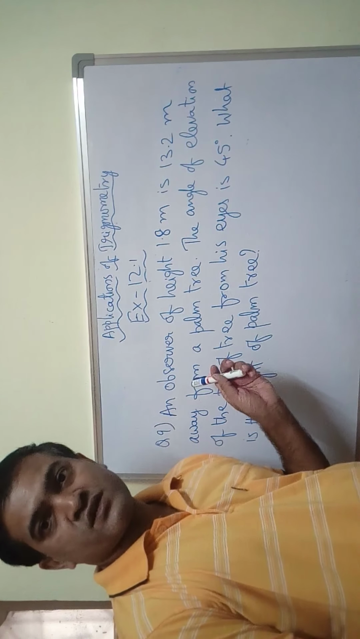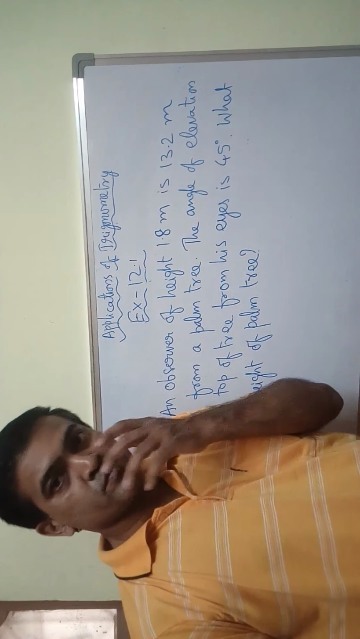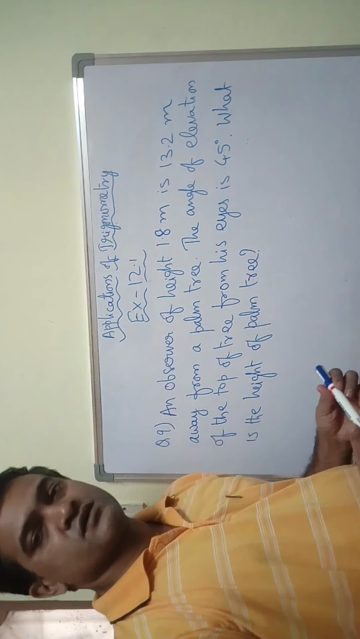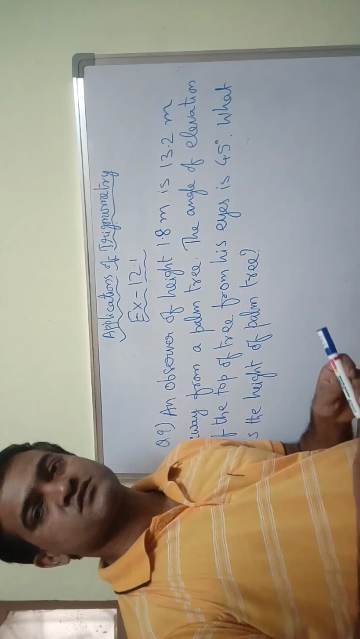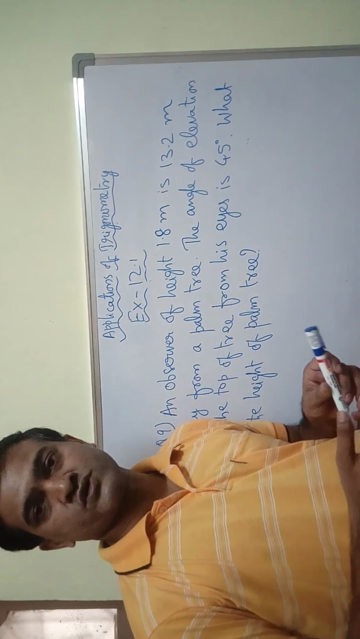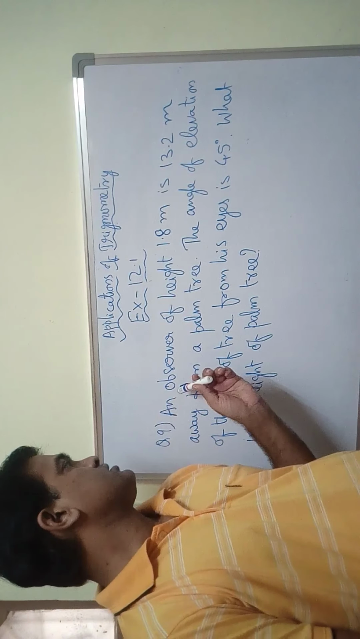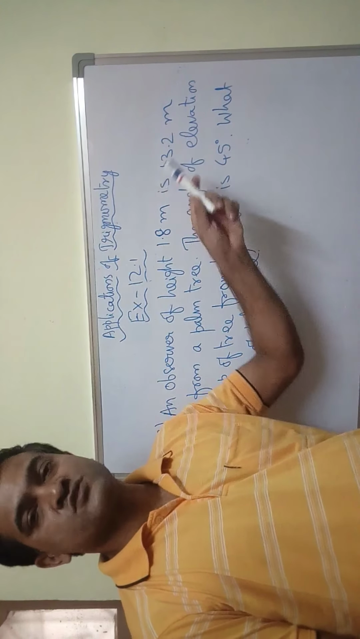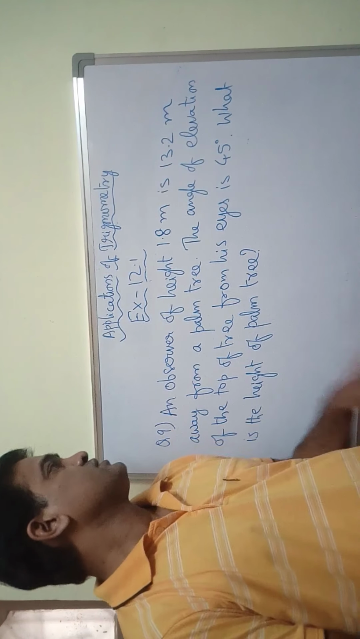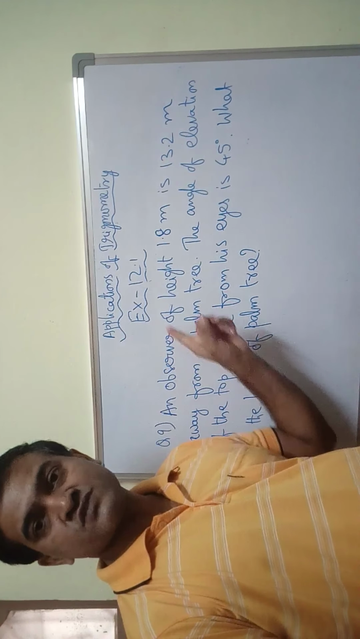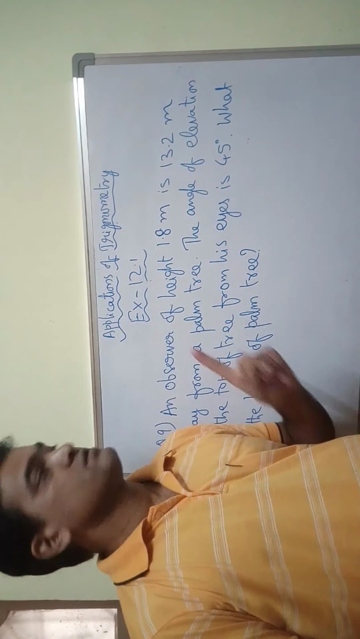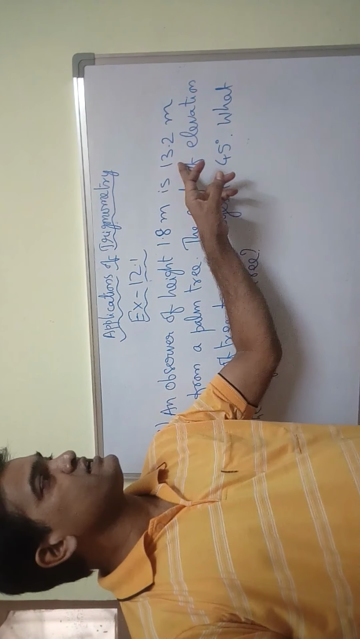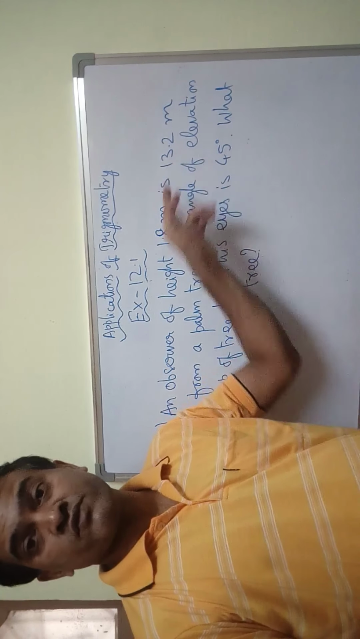Let's see question number 9 of applications of trigonometry from exercise 12.1 again. We have 10 questions, and this is the ninth question. An observer of height 1.8 meters is 13.2 meters away. The height of the observer is given as 1.8 meters, and he is standing 13.2 meters away from the palm tree.